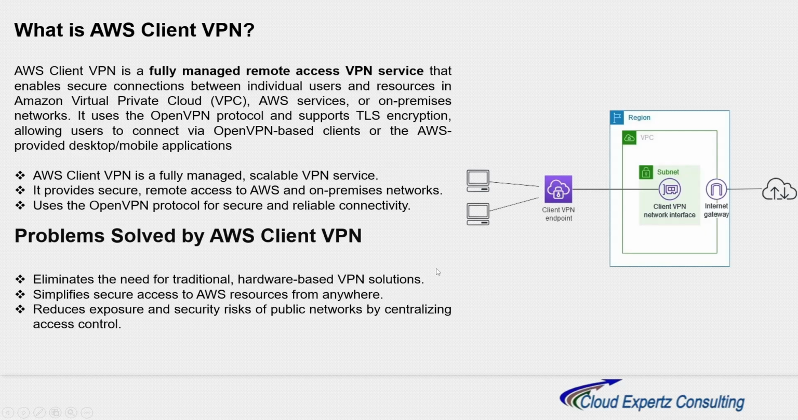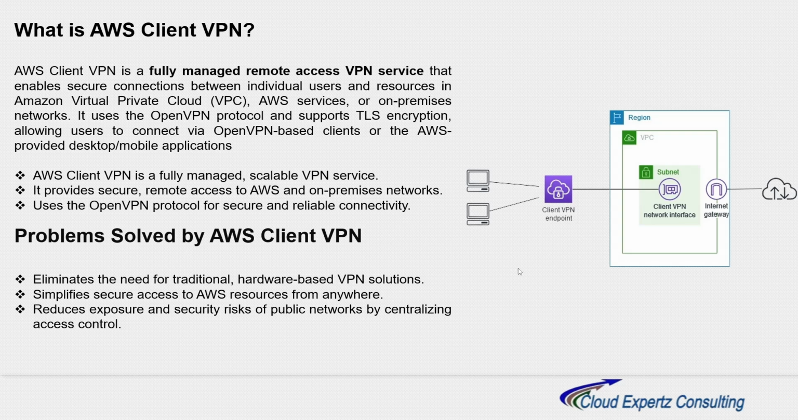Right, so let's start. Starting with a point called what is AWS Client VPN? AWS Client VPN is a fully managed and scalable VPN service that enables secure communication or connection between individual users and the resources in an AWS VPC, which is Virtual Private Cloud. It also provides secure and remote access to AWS and on-premises networks. It uses the OpenVPN protocol for secure and reliable connectivity.